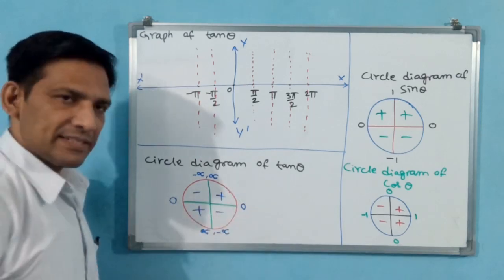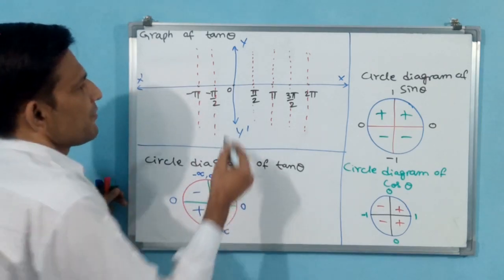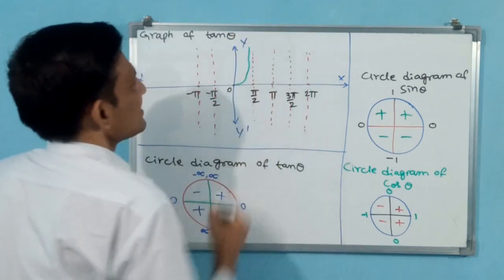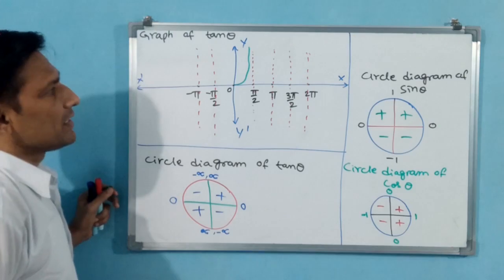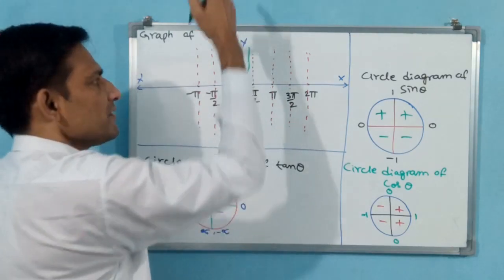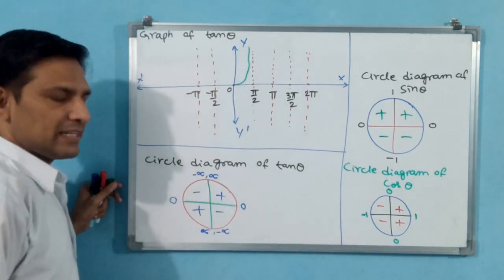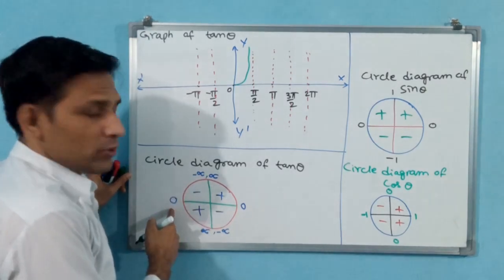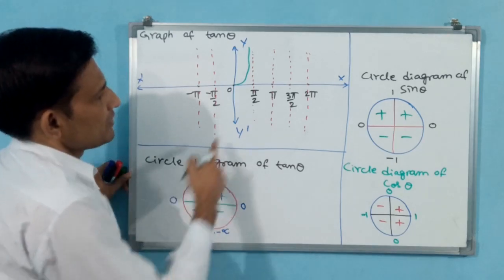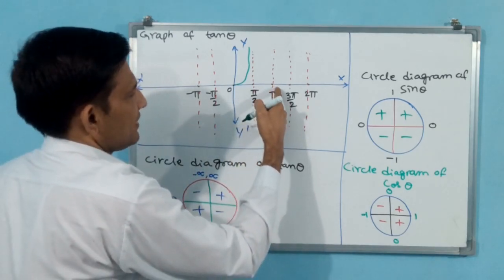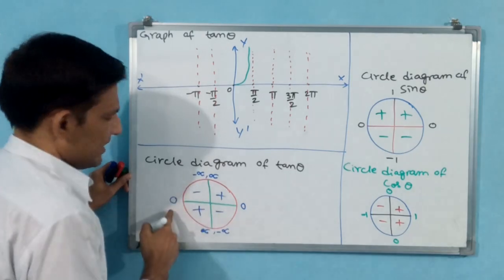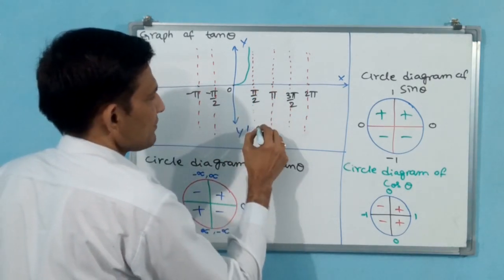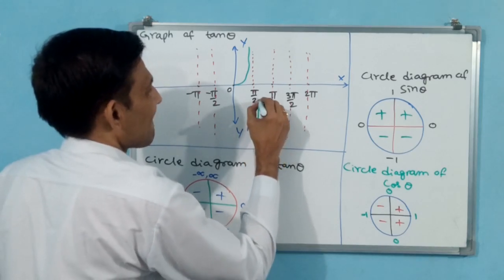0 to infinity goes from 0 to pi by 2. Understand now? See, now it is not touching this infinity line. You don't know what is the ending of that line. See, from pi by 2 to pi, minus infinity to 0 will come. Pi by 2 to pi, minus infinity to 0.